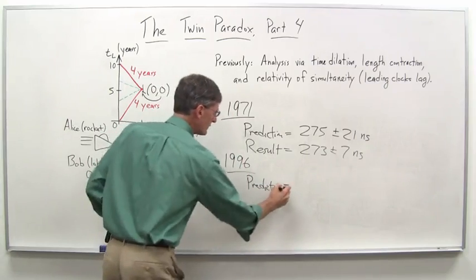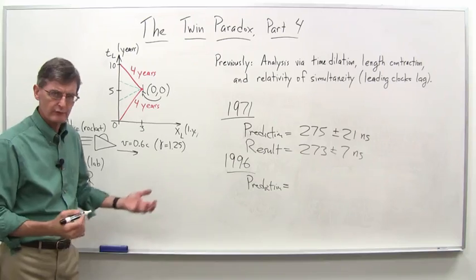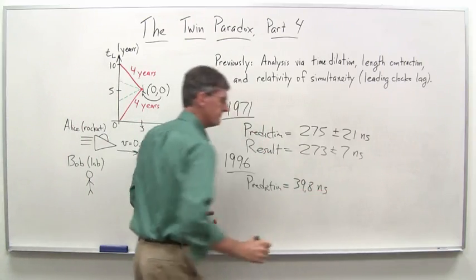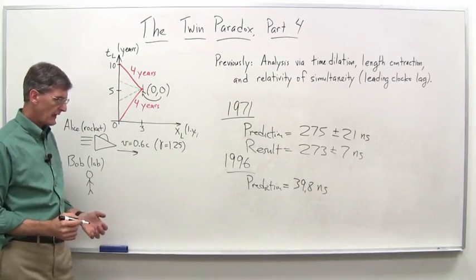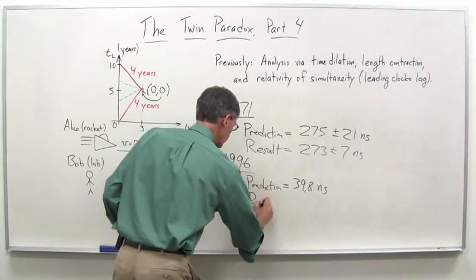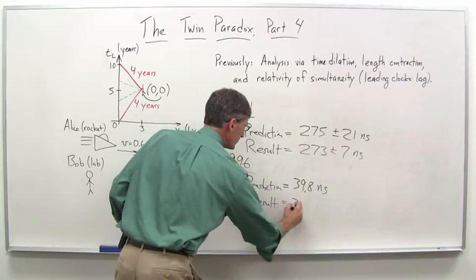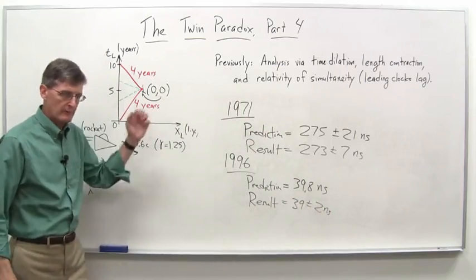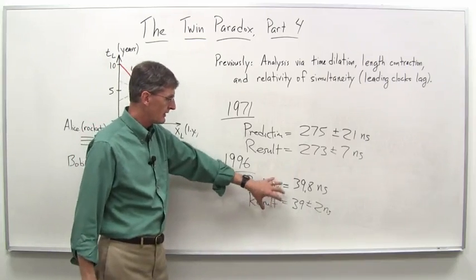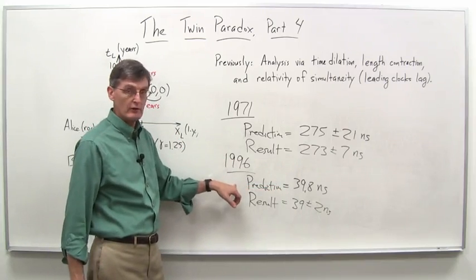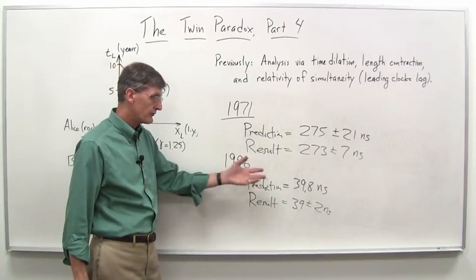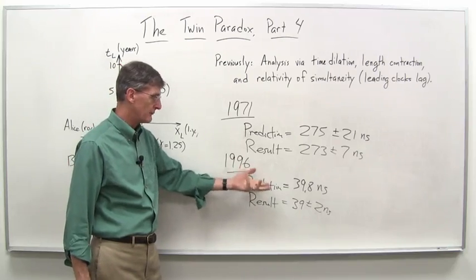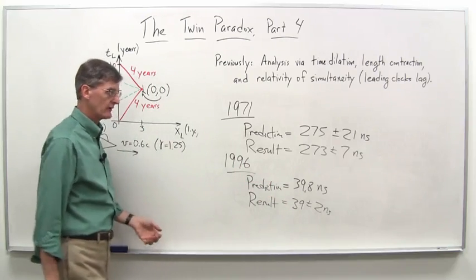the result was almost 40 nanoseconds, I think 39.8 nanoseconds. And the result was about, I think, 39 plus or minus 2 nanoseconds. You don't have to remember these numbers, of course. But the point is they're getting results that are very close to the theoretical predictions. And also just the fact that these are very, very small time amounts here. Billionths of a second are what nanoseconds are.